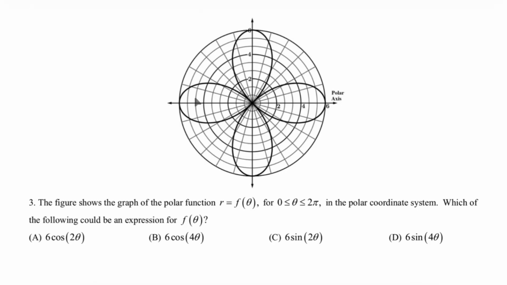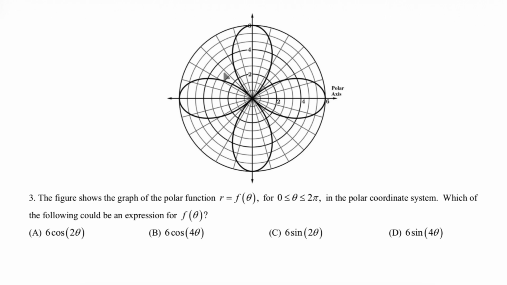Trying to find out which equation fits this graph, this polar function. So we can start with 0. 0 has a 6 here, so plugging in each of them. For 0, the coordinates are 1, 0. So for A, it's 6 cosine 2 times 0. 2 times 0 is 0. So cosine of 0 is 1, so that equals 6. So that's correct so far.